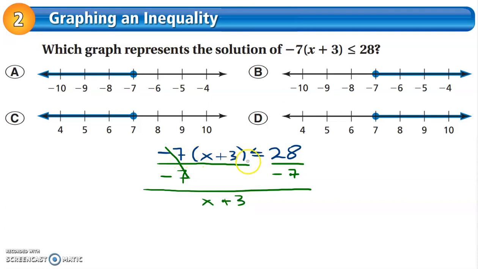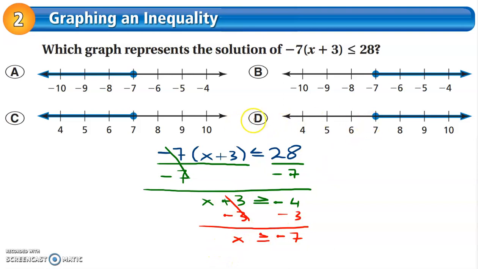Divide by negative 7, that cancels out this 7 and brings down the x plus 3. Now I don't need the parentheses anymore. Dividing by a negative means flip the sign. And 28 divided by 7 is 4. And positive divided by negative is negative. Now finally we have to subtract 3 from both sides. And that gives us x is greater than or equal to negative 7, because these 3's cancel out right here.